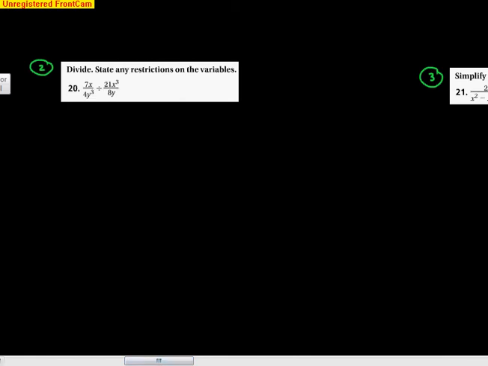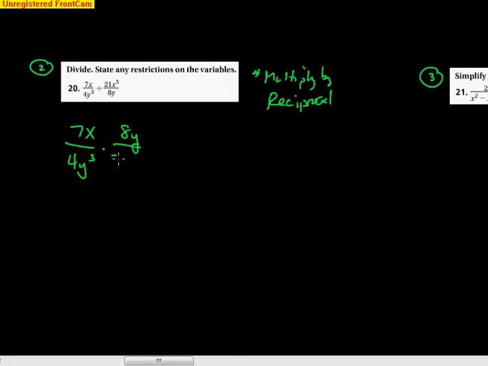Number 2. We're going to look at the division problem here. Now, immediately, we never divide. We always multiply by the reciprocal. So do not divide. Multiply by the reciprocal. Okay, so we're going to multiply by the reciprocal of the second fraction. So we have 7x over 4y cubed times 8y over 21x cubed.